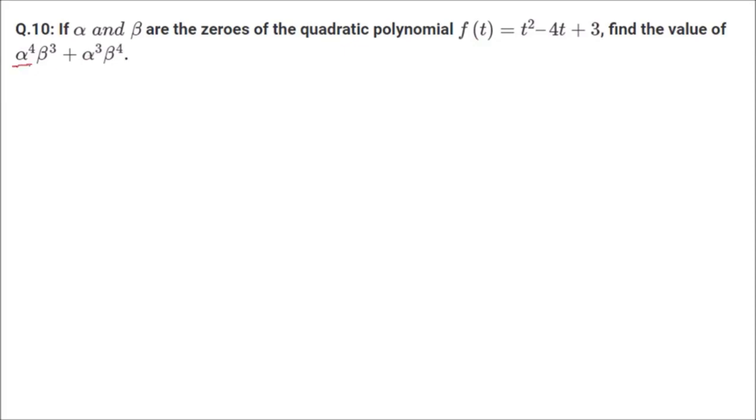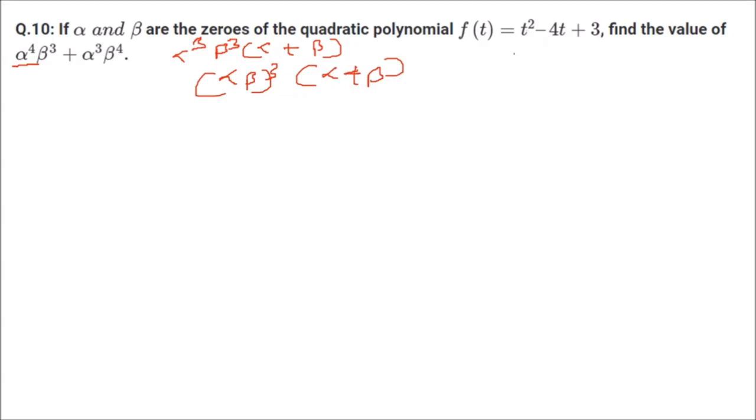We can take alpha and beta common from here, alpha cube, beta cube. Alpha cube, beta cube we can take common. So what do we get? Inside this we get alpha, and here we get beta. This alpha cube, beta cube can be written as alpha beta whole cube into alpha plus beta. Now it becomes easy, just like the previous question.